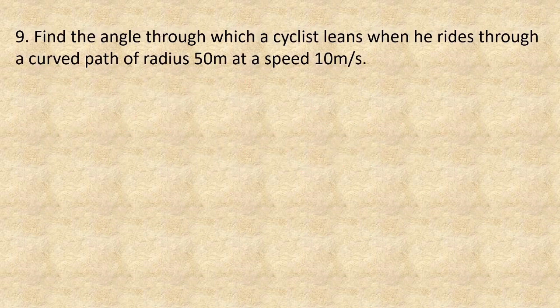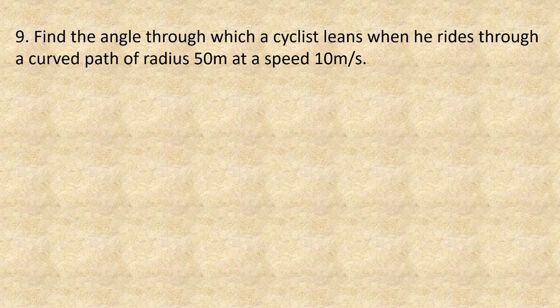Now, find the angle through which a cyclist leans when he rides through a curved path of radius 50 meter at a speed 10 meter per second. Okay.